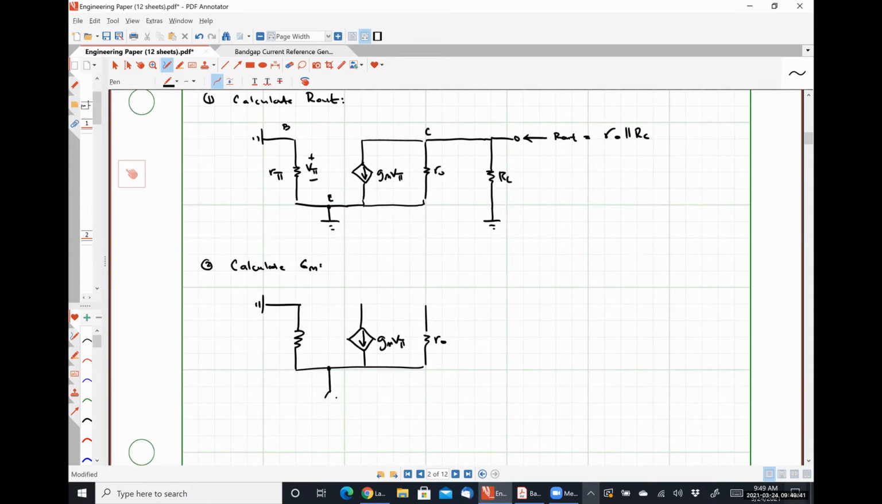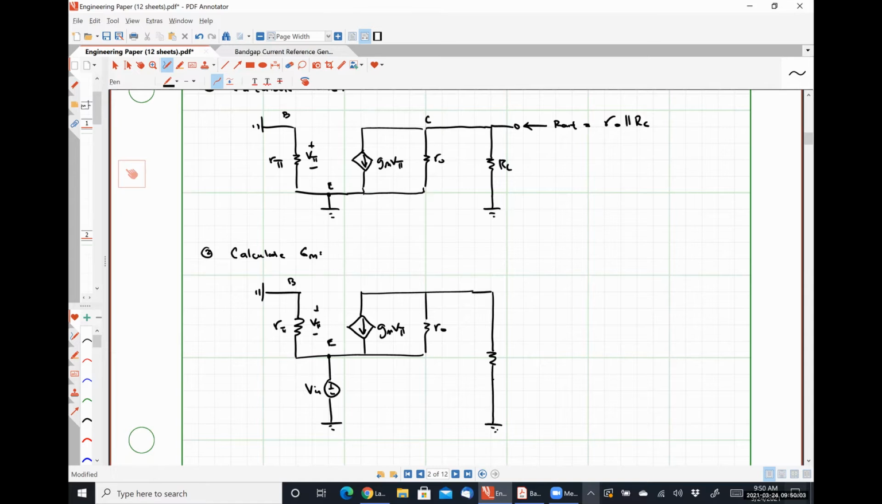So we have voltage Vn here between our emitter and ground. Here's our base, R pi, V pi. Here we have our resistance RC, and then we short our output terminal and measure the current flowing through the short circuit.